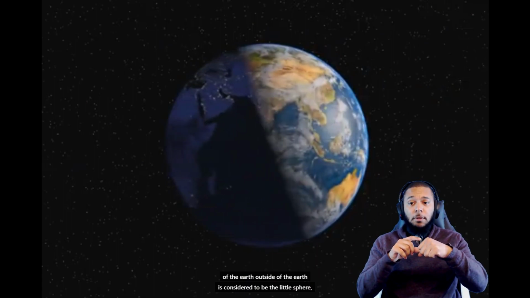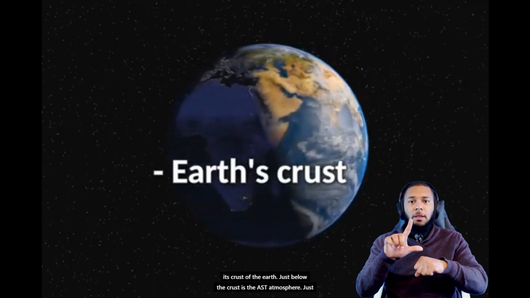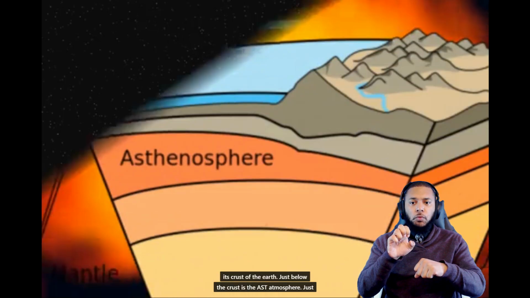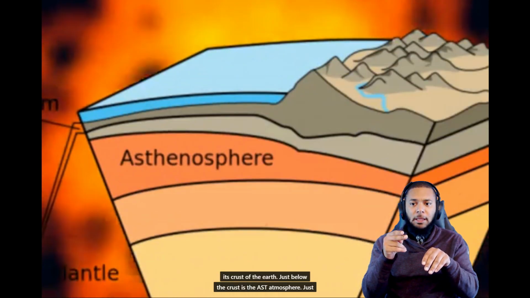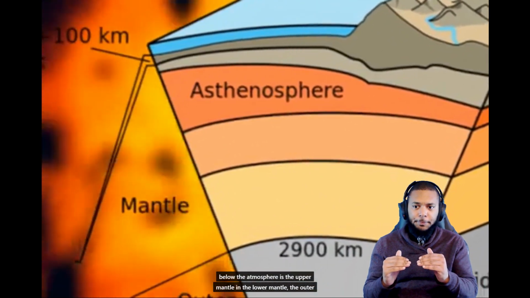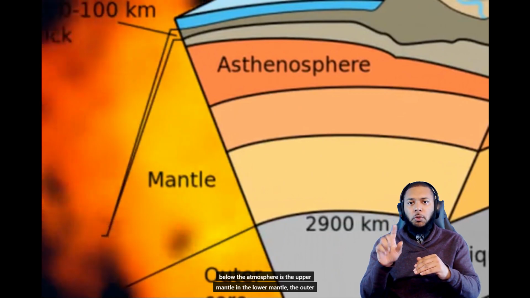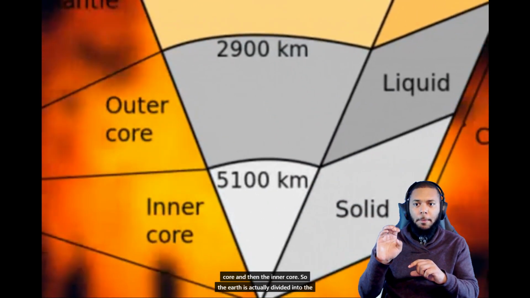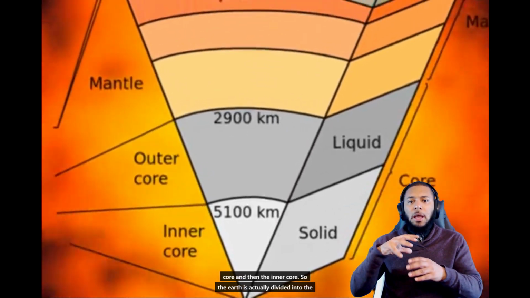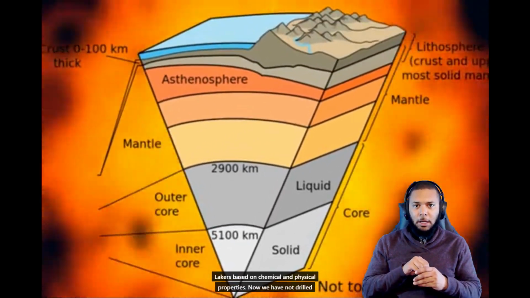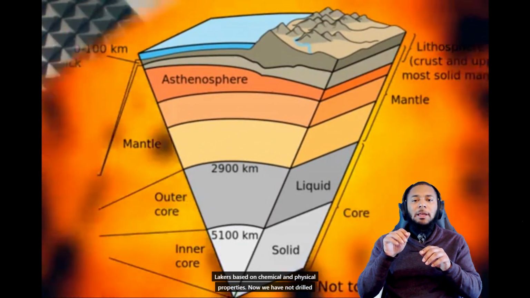Outside of the Earth is considered to be the lithosphere. It's the crust of the Earth. Just below the crust is the asthenosphere. Just below the asthenosphere is the upper mantle, then the lower mantle, the outer core, and then the inner core. So the Earth is actually divided into layers based on chemical and physical properties.